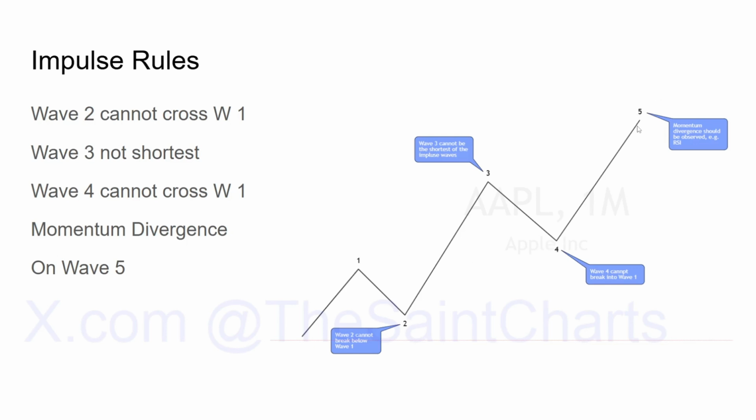And on a wave 5, we should see some divergence on the momentum indicators. A lot of people use RSI, but you can use MACD and other momentum indicators. So that would be the basic structure of a wave 5.